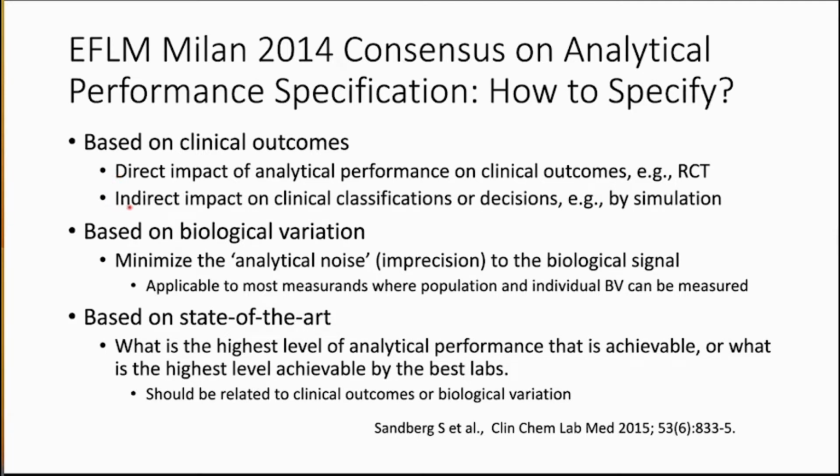Also, you could look at indirect impact on clinical classifications by running simulation studies. These have rarely, if ever, been done. This concept of basing analytical performance specification on clinical outcomes really has not gone anywhere. What has been successful, however, is looking at biological variation. And here the idea is that the analytical noise or the analytical imprecision and bias should be much less than the biological variation itself. And since we can measure biological variation, it's possible, therefore, to get some handle on what the analytical allowable variation should be in clinical assays.